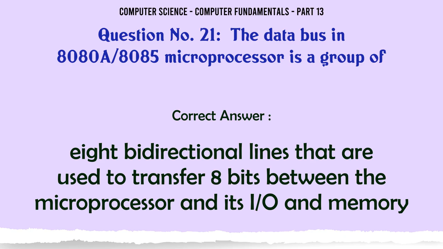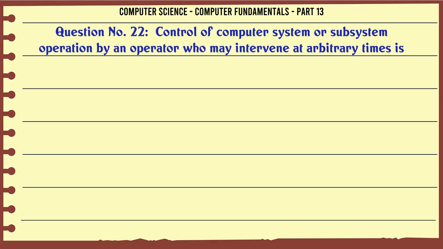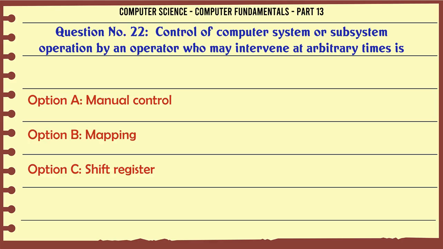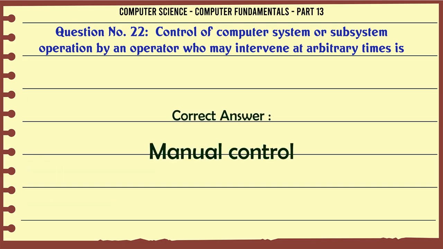Control of computer system or subsystem operation by an operator who may intervene at arbitrary times is: A. Manual control. B. Mapping. C. Shift register. D. ALU. The correct answer is manual control.